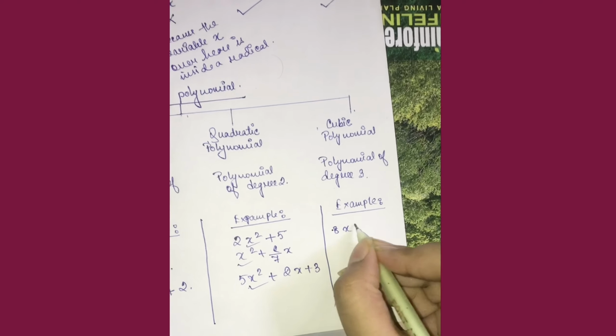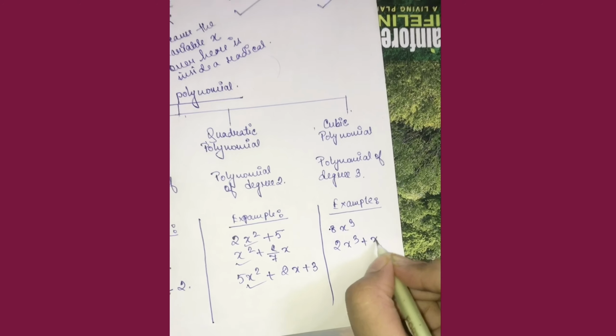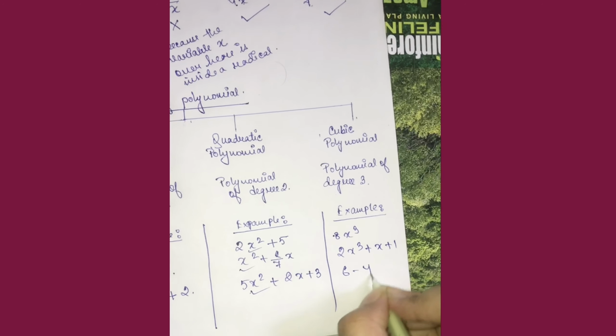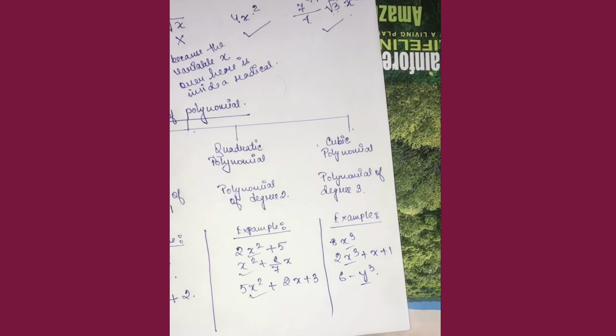The last one is the cubic polynomial, where the highest powers will be in the form of cube. 8x cube, 2x cube plus x plus 1, then 6 minus y cube. See, all the variables contain a power of 3.